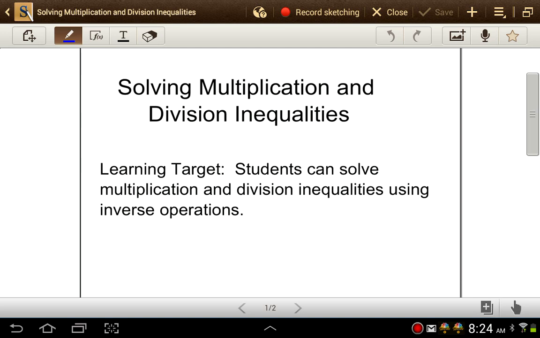This is the same. Just we have the less than, greater than, less than or equal to, greater than or equal to symbols instead of an equal to sign. Okay. If you need to finish copying that down, go ahead and pause. Otherwise, I'm going to move on to our first example.